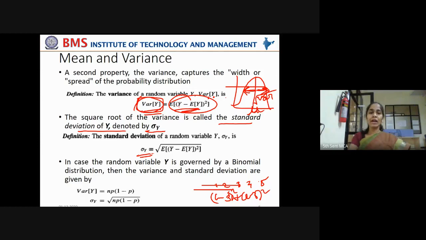Now in case the random variable y is governed by a binomial distribution, then the variance and the standard deviation are given by... you know what the expected value of y is in terms of a binomial distribution? It is n into p. Now how is the variance of y represented in terms of a binomial distribution? It is np multiplied by 1 minus p. That is the probability of occurrence of the opposite of the event you are interested in. So it is np into 1 minus p. Now what is the standard deviation? Simply apply a square root over that. It is the square root of np into 1 minus p, right?